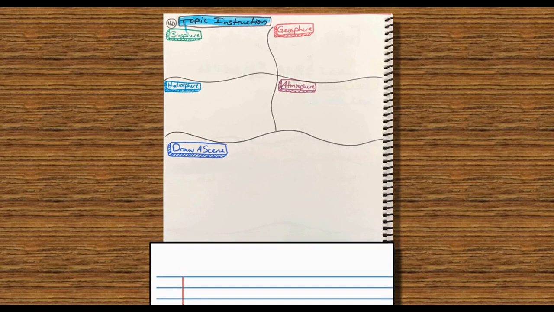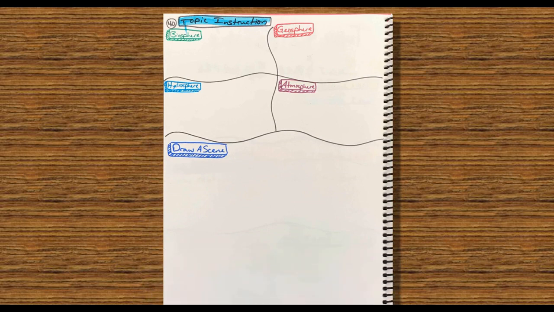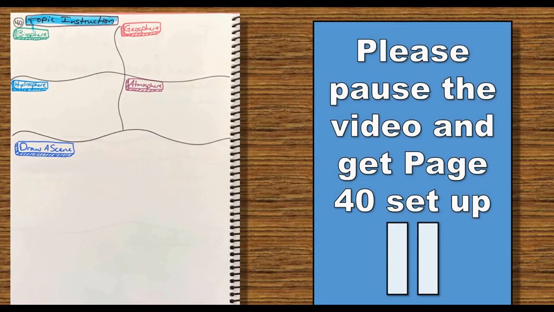Then at the bottom of page 40, this is called Draw a Scene. I'm going to ask you to draw a scene of your choice, so long as it is outside. You will draw some kind of a scene and you will include yourself in this scene. And then you will label which parts of your scene are biosphere, which parts represent geosphere, which parts represent hydrosphere, and which parts represent the atmosphere. Please pause the video and get page 40 set up.